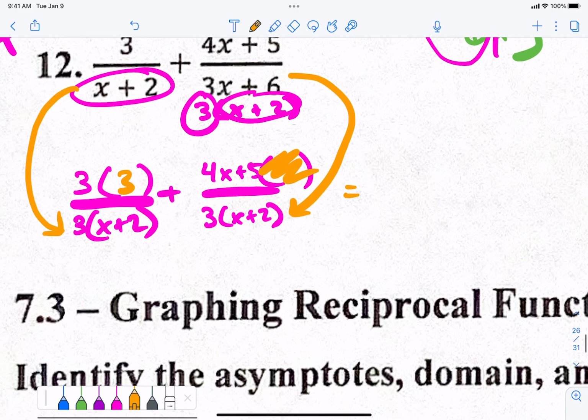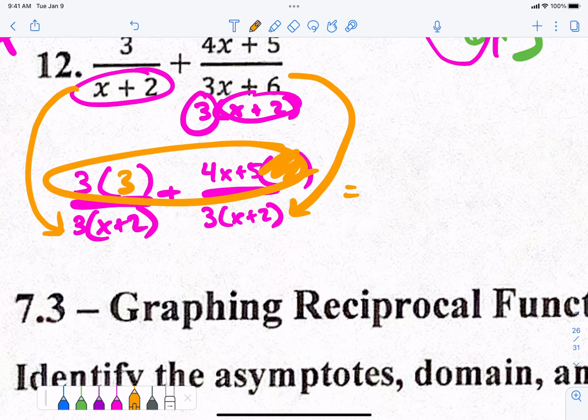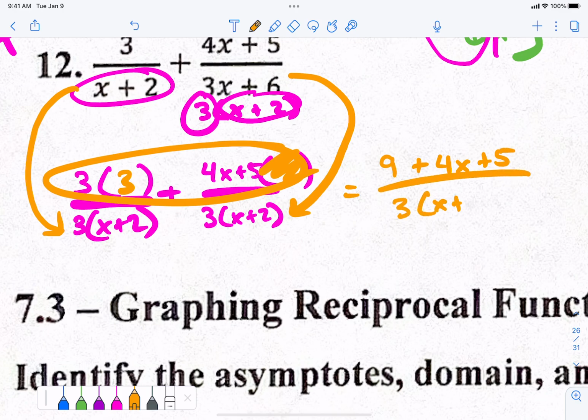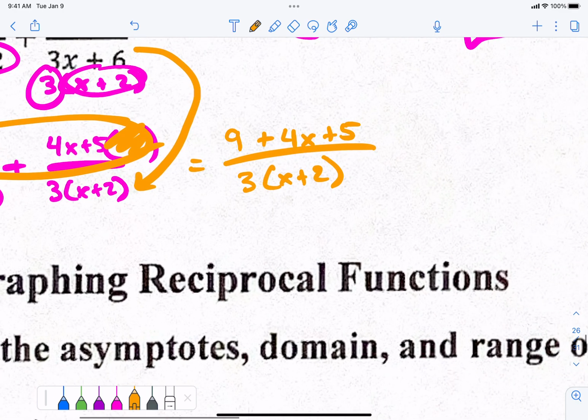So this top here, if I put it all under one roof, 3 times 3 is 9 plus 4x plus 5, all over 3 times x plus 2. But we're not done yet. Some of you can add that together in one step, and that's fine. Final answer? 14 plus 4x, or 4x plus 14. I don't care how you read it. I usually put the x first.